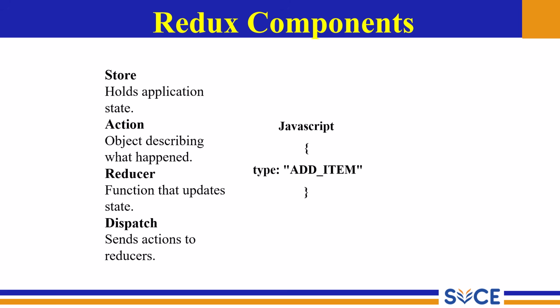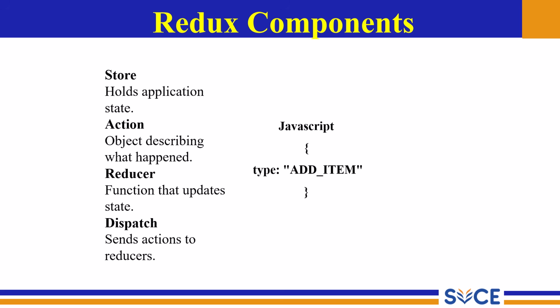Redux components. Now let's study each Redux component individually. The first component is store. The store is the heart of Redux. It contains the complete application state. There is usually only one store.